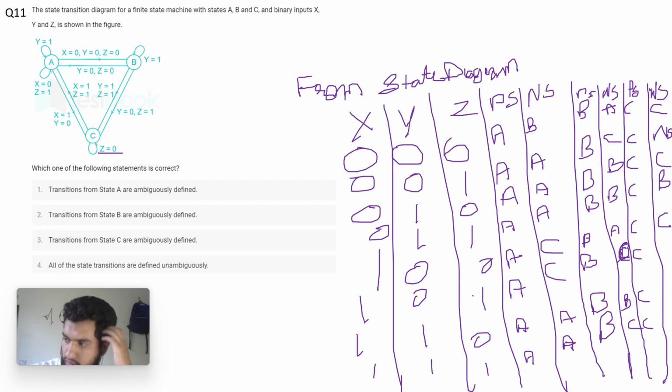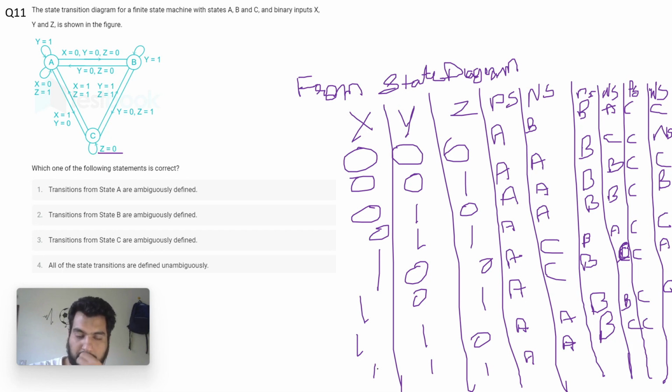Now x equal to 1, y equal to 0 and z equal to 1 means x equal to 1 and z equal to 1 are satisfied. I'll go to A. Then finally x equal to 1, y equal to 1 and z equal to 0. Z equal to 0 means I am every time remaining at C. So you can see alternately C, C, C, C.